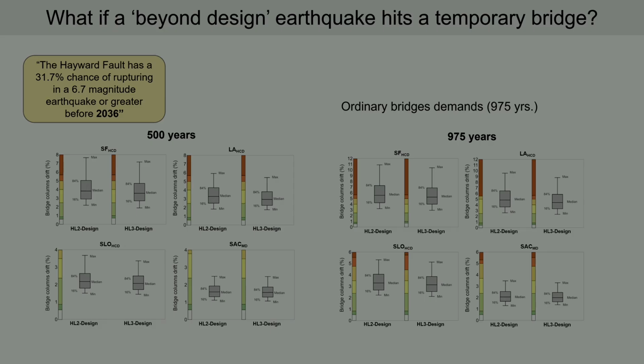Well, not a surprise, as you can see, we start seeing a significant increase in the demand, with not just rare cases where we observe collapse of the structure, especially in the locations of higher seismicity, but also, if you see here in the second row, when we look at San Luis Obispo or Sacramento, we start seeing significant damage in the structures.